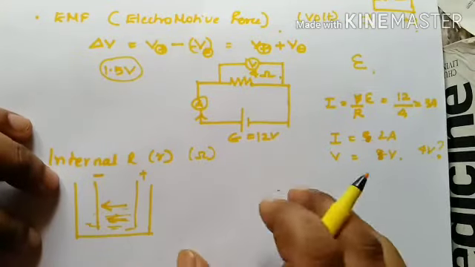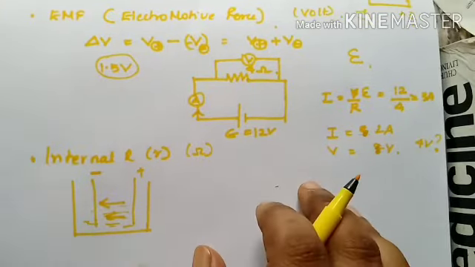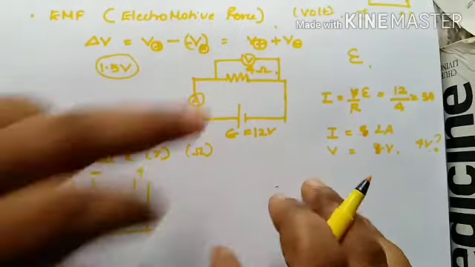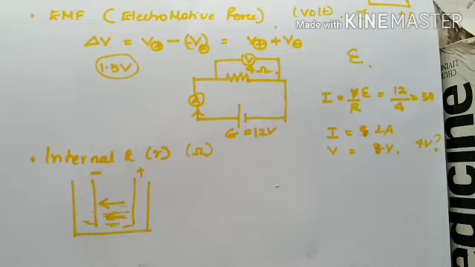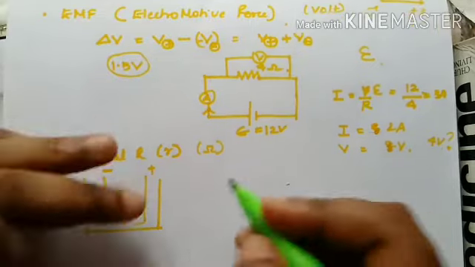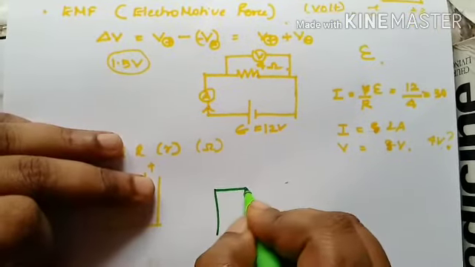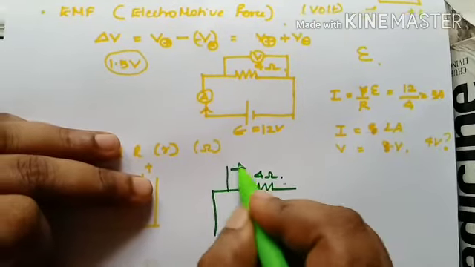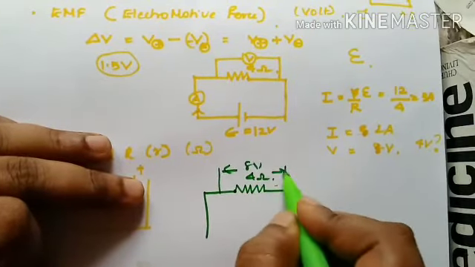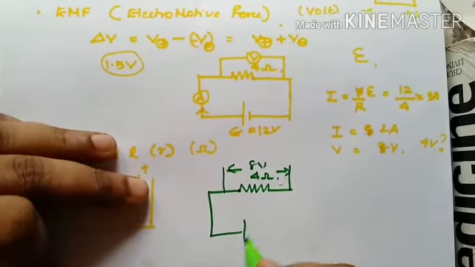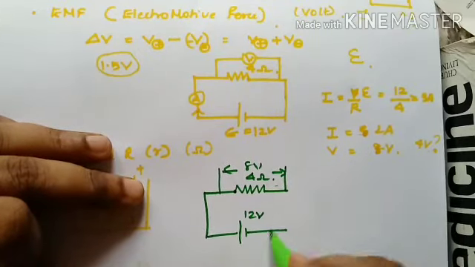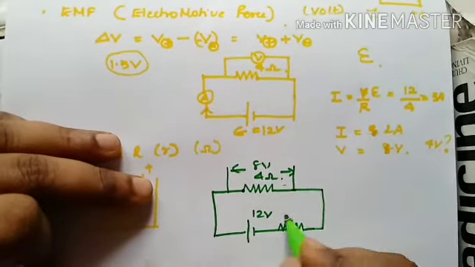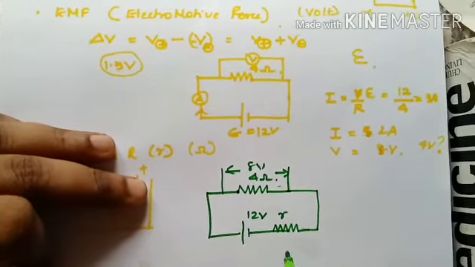So whenever you consider a cell, it will never give its rated potential to a circuit. Some of it is taken by its own resistance, which is termed internal resistance. I will draw the same circuit again, guys, to make you understand. This is your circuit here. This is 4 ohm. How much was the voltage across here? It was 8 volt. Now this is a 12 volt supply, and I'm going to draw a small resistance over here, and this is your internal resistance. Clear?